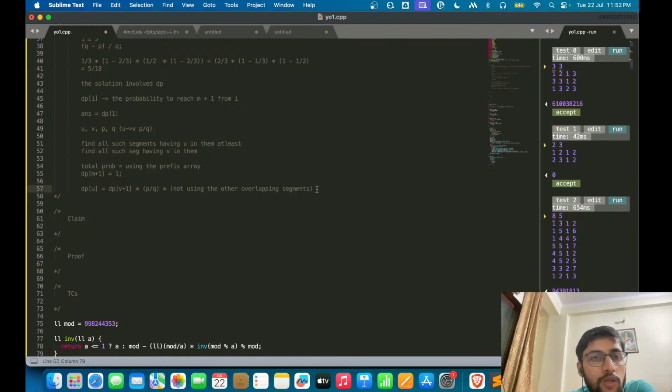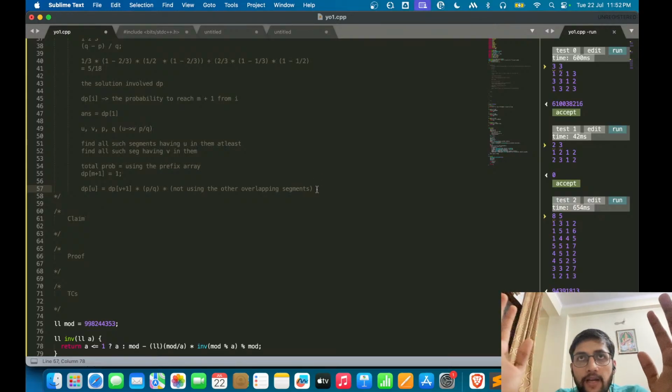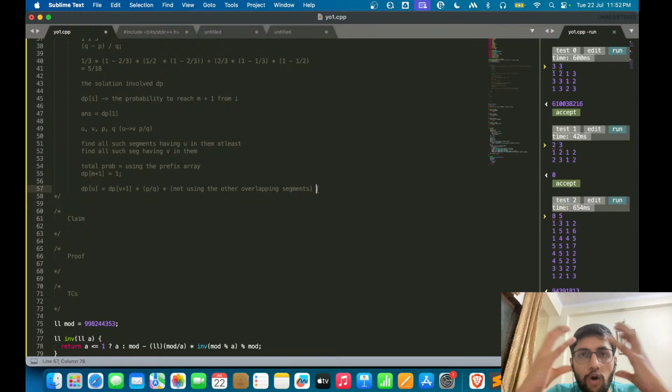We can find out the lower bound of u. So we have to sort the segments, right? In the sorted segments, if we find the lower bound of u, we will find all the elements that have left range greater than or equal to u. So we will find the left range, and the right range can be found out by finding the upper bound of v minus 1. That will be the right range. In this range we have to take all of these, and this will be the overlapping segments.